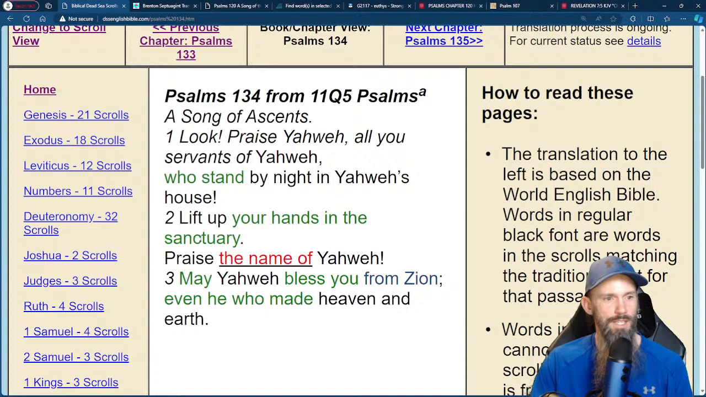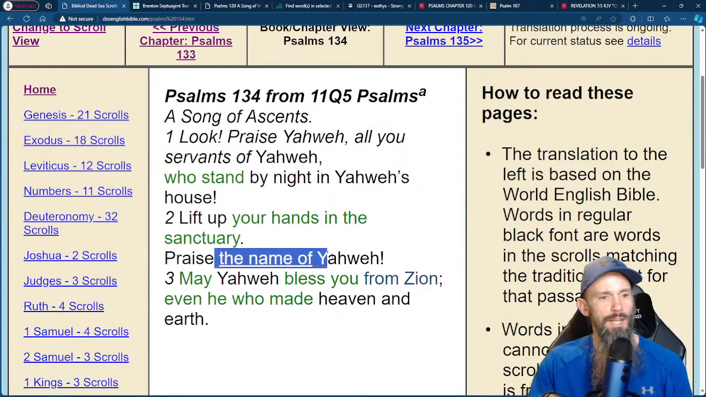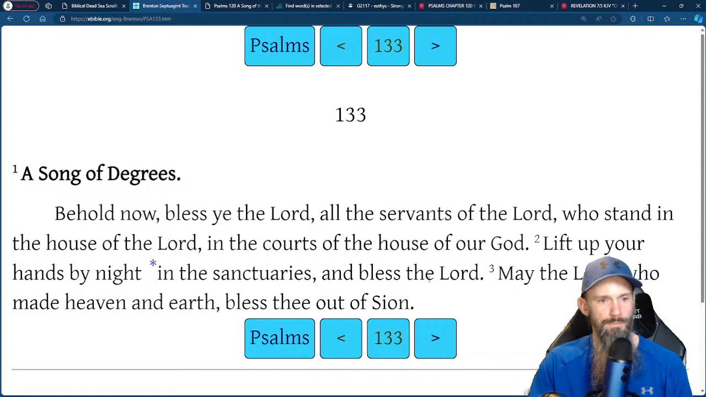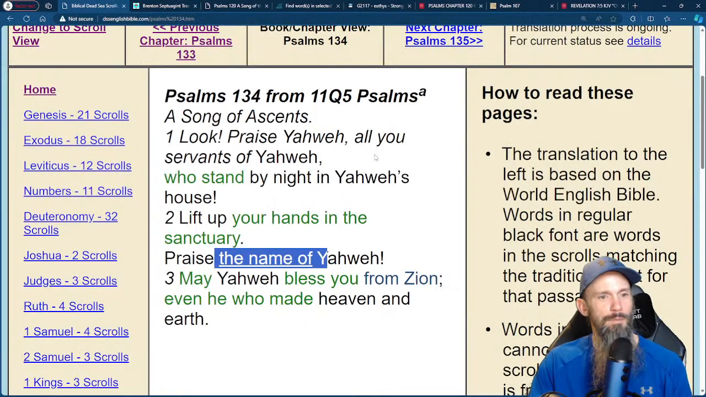Lift up your hands in the sanctuary. Praise the name of Yahuwah. May Yahuwah bless you from Zion, even he who made heaven and earth. Praise the name of Yahuwah. That is not in that translation, but it's in the Dead Sea Scrolls. Praise the name of Yahuwah.